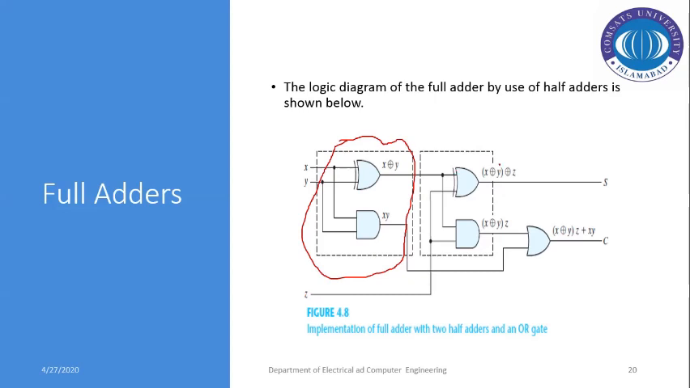line. So this is the sum expression, and the carry expression for the second half adder is x exclusive OR y AND the second input, which is connected with this z line. Next we use this additional OR gate to OR these two terms, x exclusive OR y and z, or x and y. So this is the carry expression that has been implemented, and this is the sum expression. So we can implement a full adder circuit by using half adder circuits also. That is also an easy way to implement a full adder circuit.